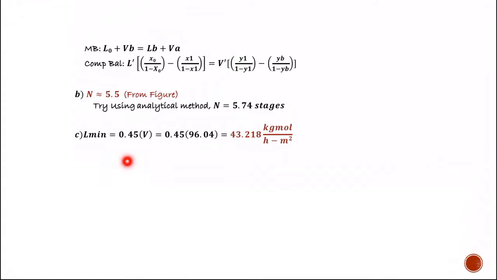Calculating now for the minimum oil flow rate, we can get the product of 0.45 V. 0.45 is from our equilibrium line, and V is equal to the molar flow rate of gas. Calculating this, we get 43.214 kilogram mole per square meter.